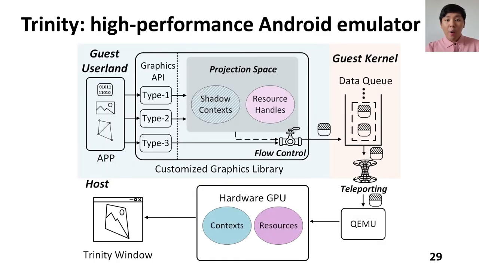Putting everything together, we get a high-performance Android emulator called Trinity. Trinity is built atop Cameo and runs Android x86. The Android system graphics library is replaced with ours, where most of the projection space and flow control mechanisms are realized. While in the guest kernel, our virtual device driver is responsible for adaptive data delivery.